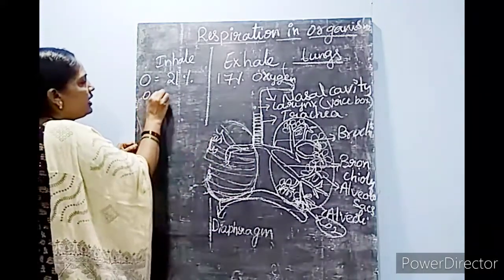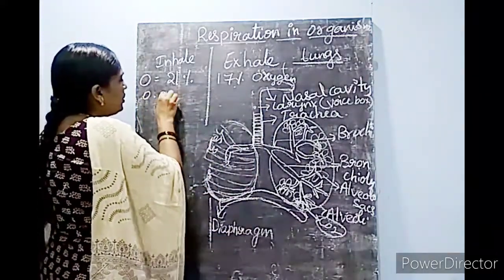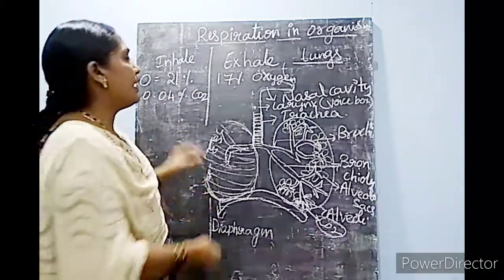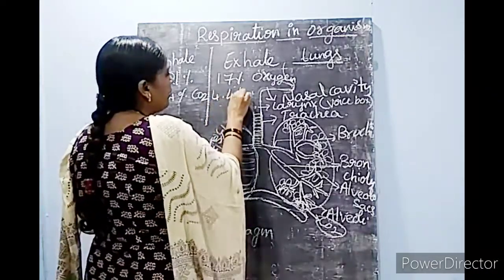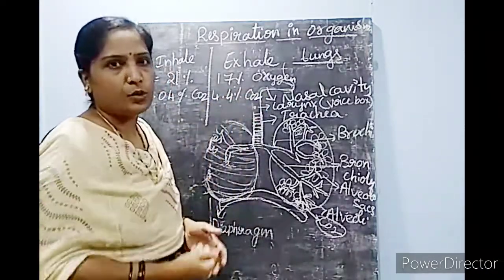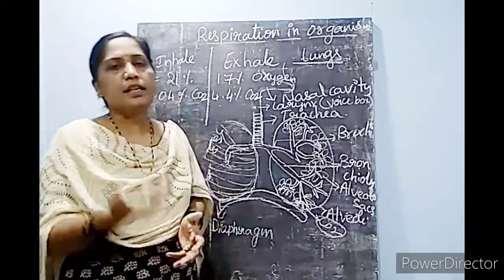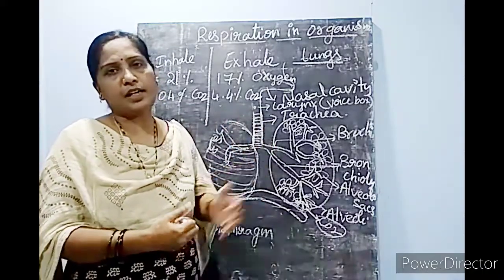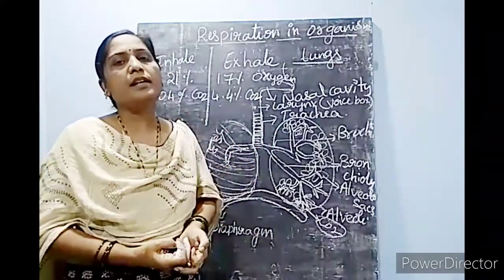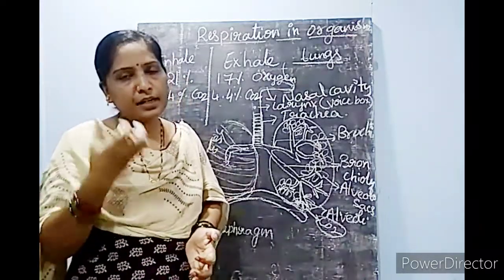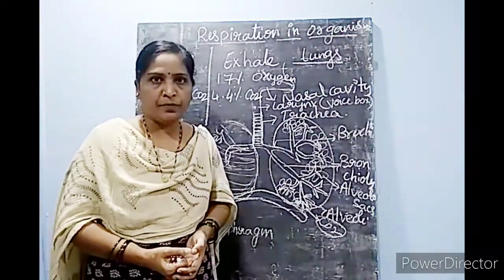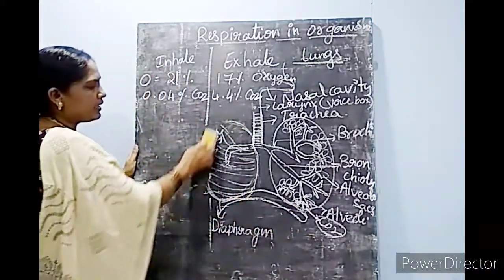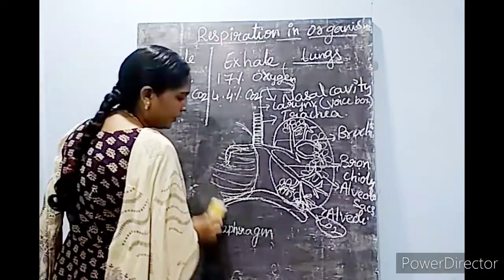When we are inhaling, carbon dioxide is 0.04%. But when we are exhaling, it is 4.4% CO2. Is it increased or decreased? Obviously, the carbon dioxide percent is increased. That means we are exhaling carbon dioxide rich air outside. Okay, how can we prove that? How can we say the exhaled air consists of carbon dioxide?